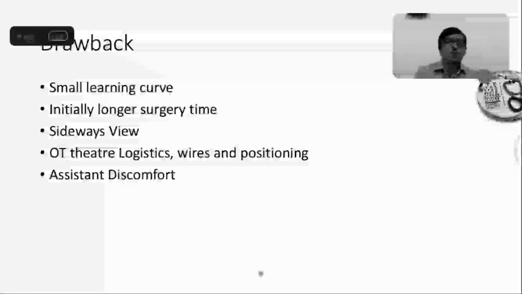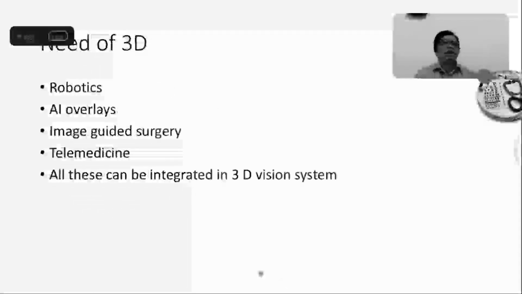And of course, some OT logistics and wire problems, because of the wires for the TV monitor and all these things. So you need a bigger OT and good positioning of the OT structures, that is the TV, microscope, and the monitors. All these things need to be in a better position. Assistant discomfort is sometimes there, but eventually it goes away.